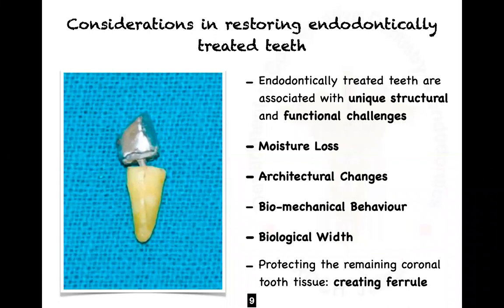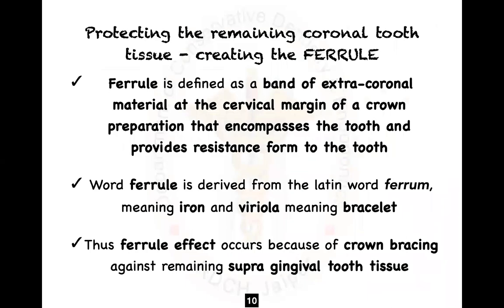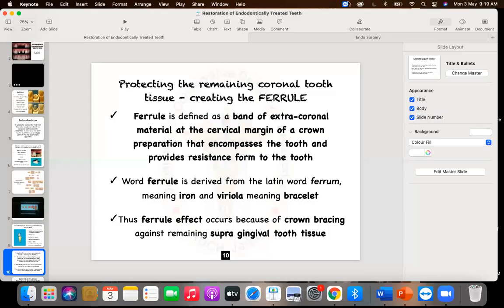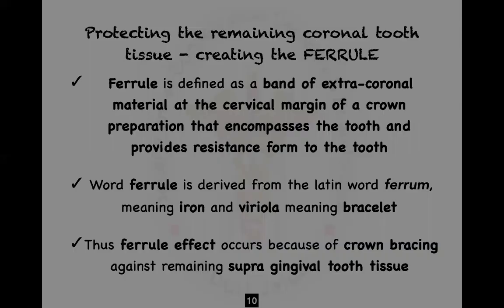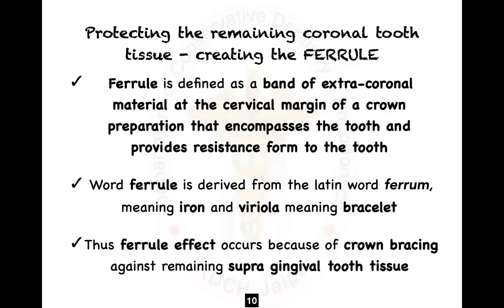Now, the most important thing about today's lecture is protecting the remaining coronal tissue. This is something you have to write down right away: creating ferrule. Now, what is creating ferrule? I hope I'm clear enough and sounding fine. It's just a little elaborative class, so I'm focusing on the most important things for today. I hope you're writing. So, we're talking about protecting the remaining coronal tooth tissue by creating the ferrule.